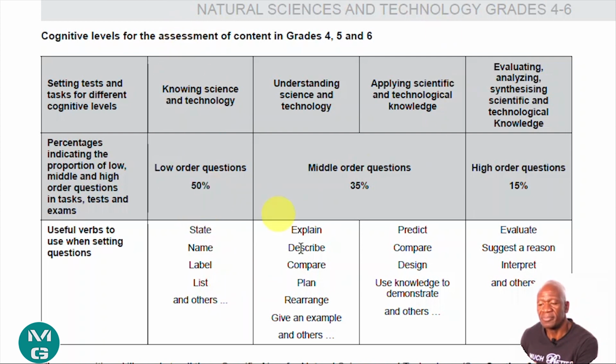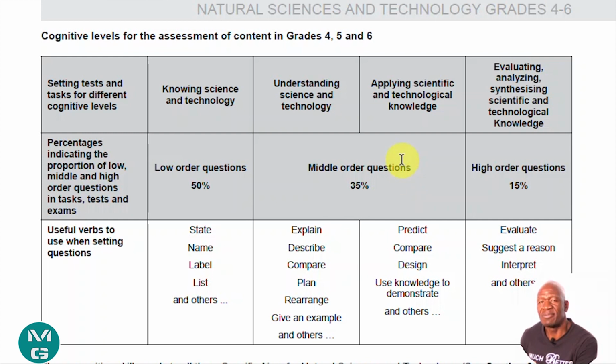Okay, right, moving right along to the right, the next one, which is the middle order questions, the expectation is that they should at least form part of 35% of the total percentage of the formal task. Okay, and this is the one that has to do with testing the understanding of science and technology, as well as applying scientific and technological knowledge. Okay, this is what this cognitive level is all about.